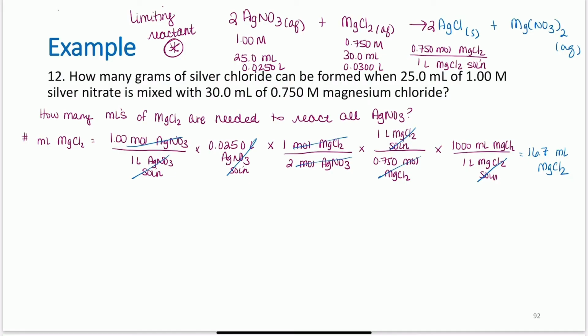With this, it's also telling me that the silver nitrate is my limiting reactant, and magnesium chloride is my excess reactant. So with that information, I'm going to use the limiting reactant to see how much silver chloride I could make based on these reaction conditions, because this is what I'm actually trying to solve for. So number of grams of silver chloride. I know it's going to be limited by my silver nitrate. The silver from my silver nitrate is going to run out first.